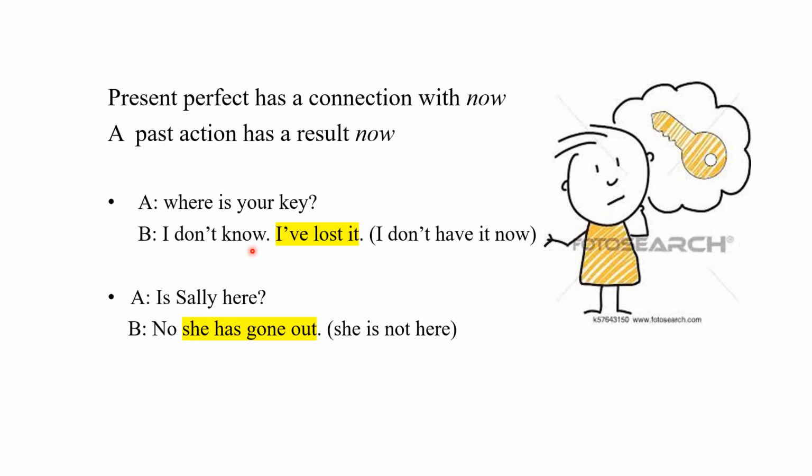Similarly, if someone asks, "Is Sally here?" and the other person replies, "No, she has gone out," the result is she is not here, which is the result of an action that started in the past.